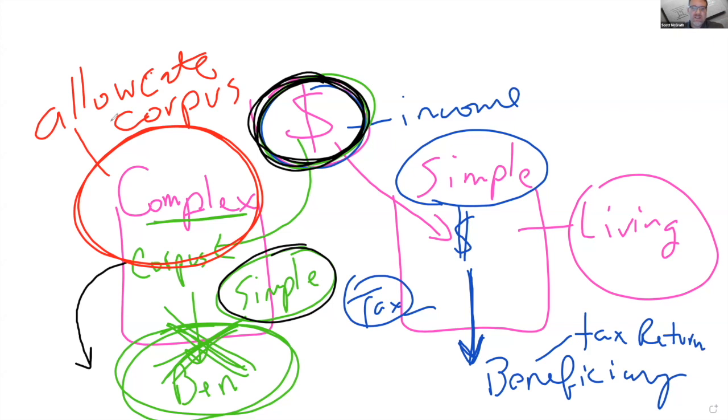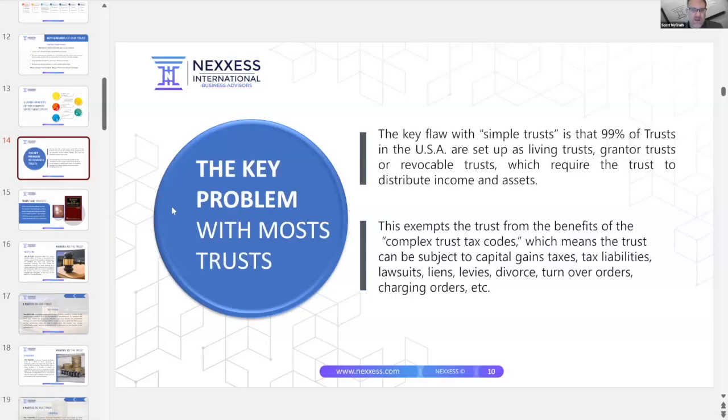That's important, because you don't want to have to distribute if you don't want to distribute. Remember that. And so if you have the wrong trust, you're going to end up having to distribute that income. All right, so let's go back to the PowerPoint. And so there I was explaining to you the key problem with most trusts. Okay, they have to distribute, and that's a problem.